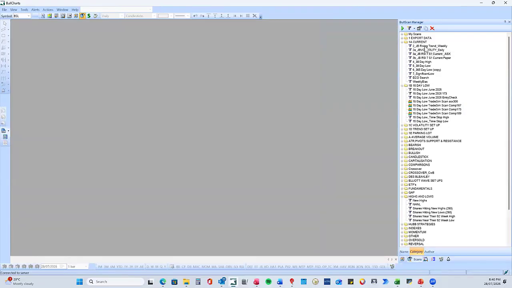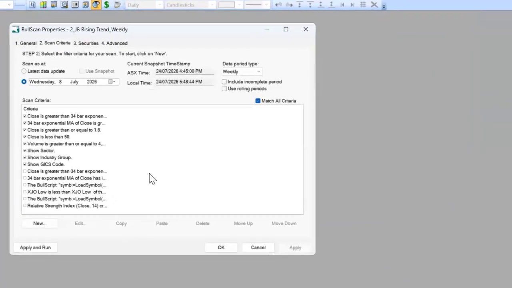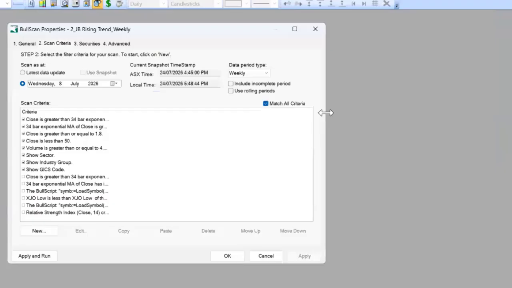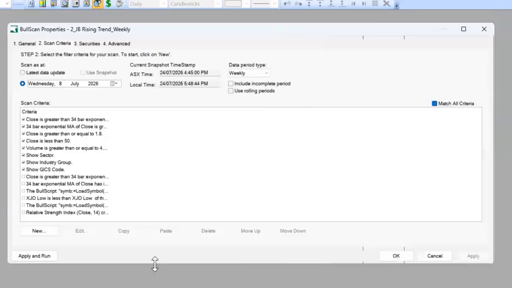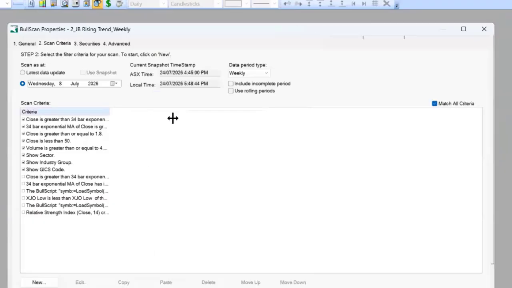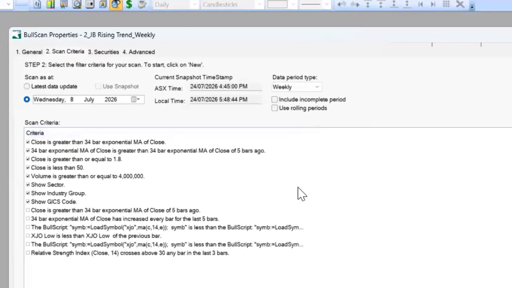And what I'm going to do here very quickly, Robert, I'll just do this just to pick up on what Rob was saying about the criteria. Not that I'm saying by any means these are the best scans in the world. It's just ones that I use. I'm saying the close is greater than the 34 exponential moving average of close. And this is where I look for the 34 bar exponential greater than the same over the last 5 bars.